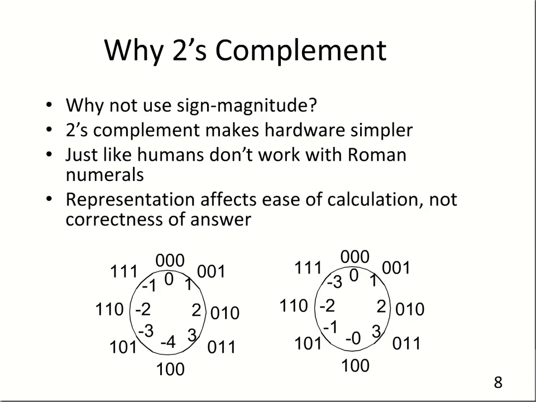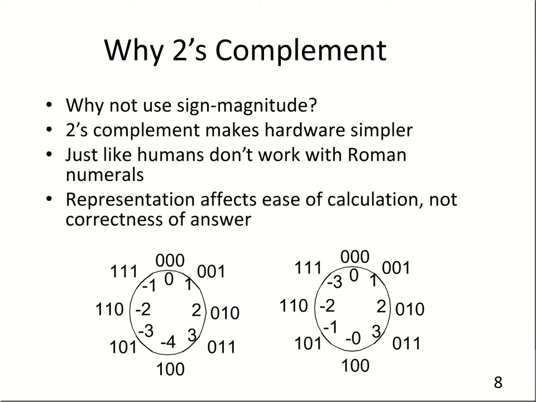Why do we use 2's complement? Why not use sign magnitude? Well, it turns out that 2's complement makes the hardware simpler. We can use more or less identical arithmetic hardware to perform arithmetic on both unsigned numbers as well as 2's complement numbers. That's the main motivation for using this representation, which is a little bit counterintuitive.